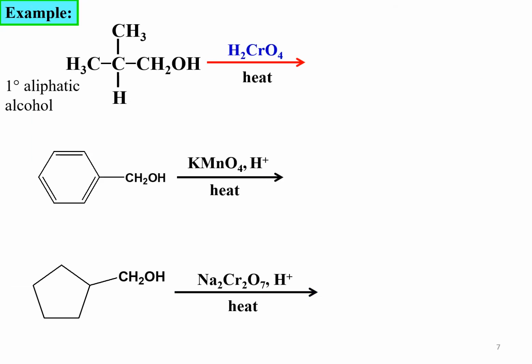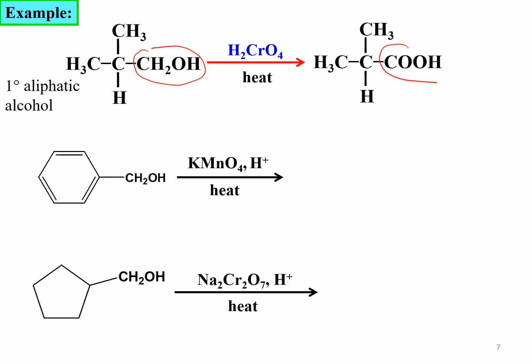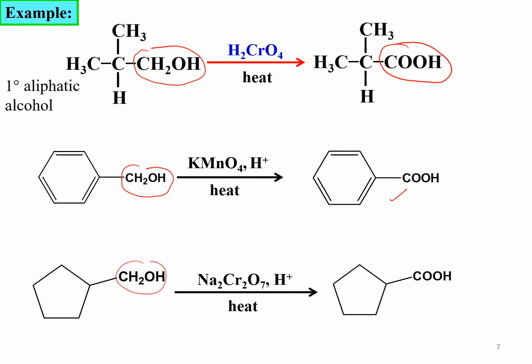You can see here all of them are primary alcohols. The first one we're using chromic acid. So the CH2OH here will be converted to COOH. So from primary alcohol you get carboxylic acid. Same also, primary alcohol here you get carboxylic acid. This is called benzoic acid. Primary alcohol using strong oxidizing agent we get carboxylic acid also.